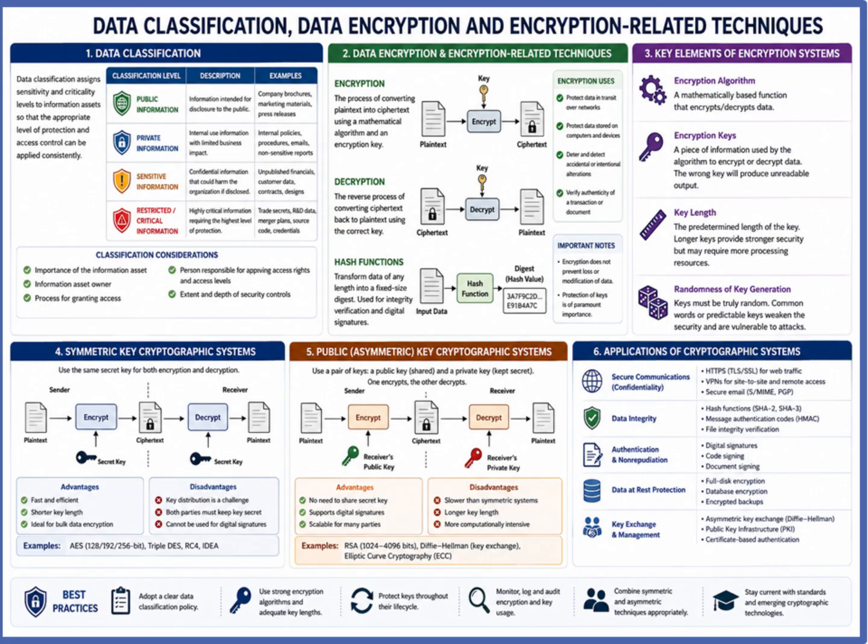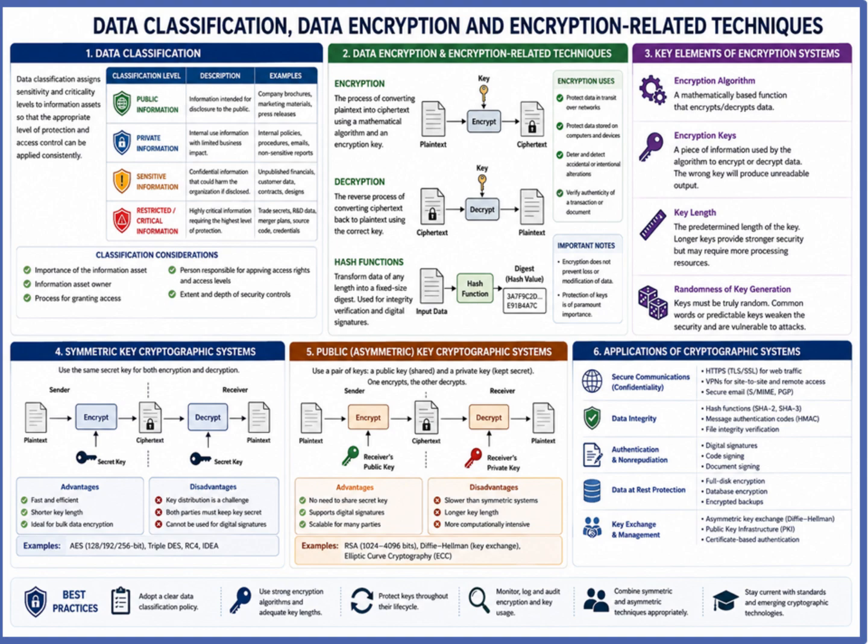Another important area is the key elements of encryption systems. These include encryption algorithms, cryptographic keys, key length, and secure key generation. The strength of encryption depends not only on the algorithm, but also on proper key management and the randomness of the generated keys. The slide then compares symmetric and asymmetric cryptographic systems.